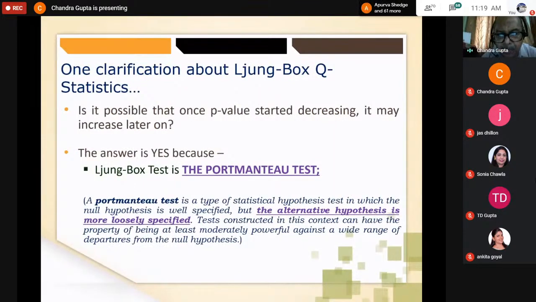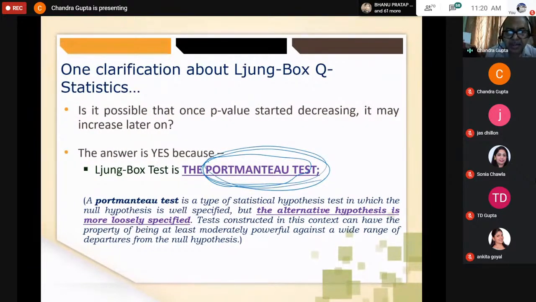Is it possible that once the p-value started decreasing, it may increase later on? Yes. And this is because it is what is called a Portmanteau test. Now, what is this Portmanteau test? It's a type of statistical hypothesis test in which the null is well specified, but the alternative is not specified properly. So if you accept the null, then your conclusions are strong, but if you reject, your conclusions are not strong. So that is what we mean by a Portmanteau test. So be careful about Q statistics.